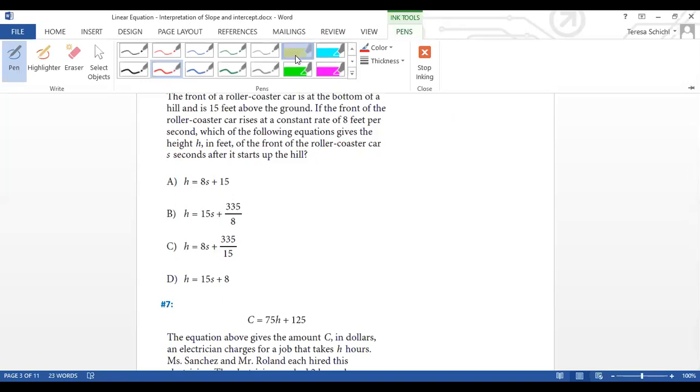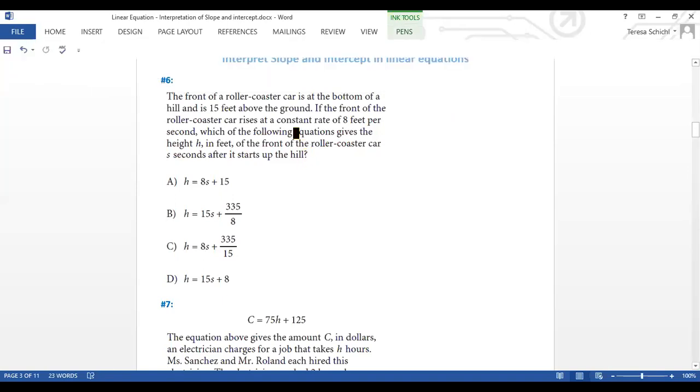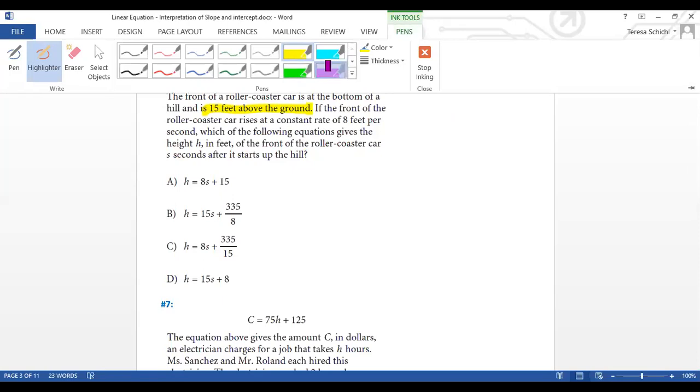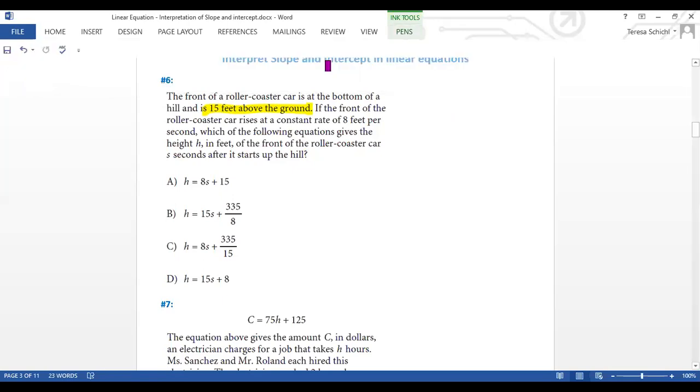Do I have my key things here? Okay, the front of the car is at the bottom of the hill and is 15 above the ground. So this is my initial value. That means I'm not moving yet. Its initial value is 15 above the ground. And the front of the roller coaster rises at a constant rate of 8 feet per second.